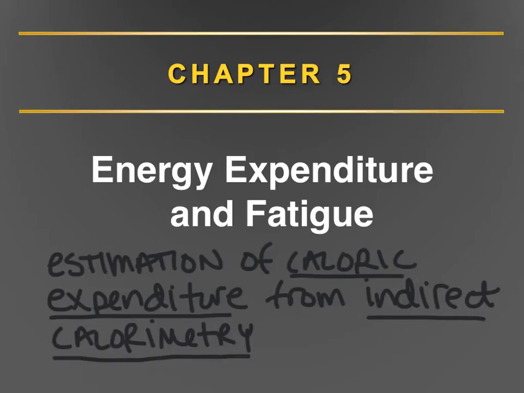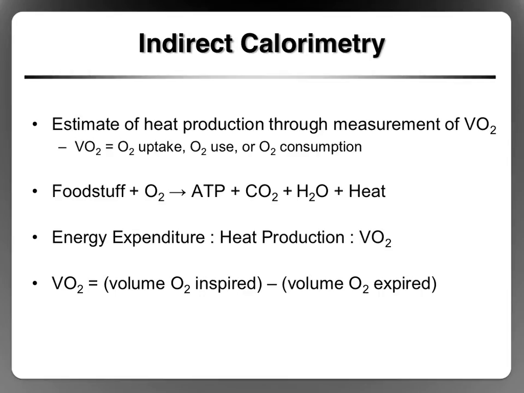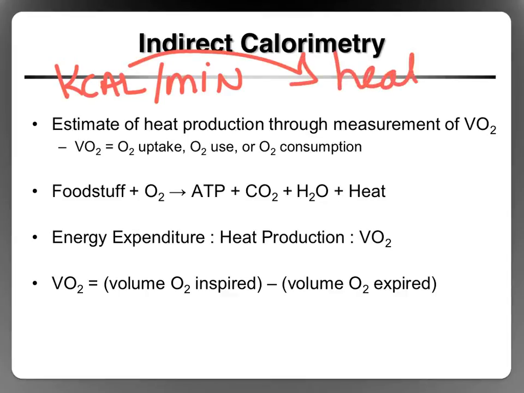In this recording, we're going to talk about the estimation of caloric expenditure from indirect calorimetry and the calculation we use to do this. Caloric expenditure is calories per minute. And calories are units of heat. And the whole purpose of measuring calories is to determine how much work an individual is doing.